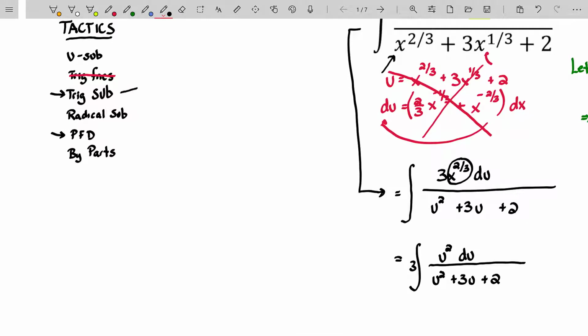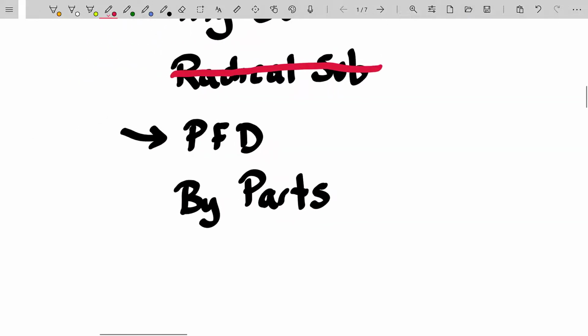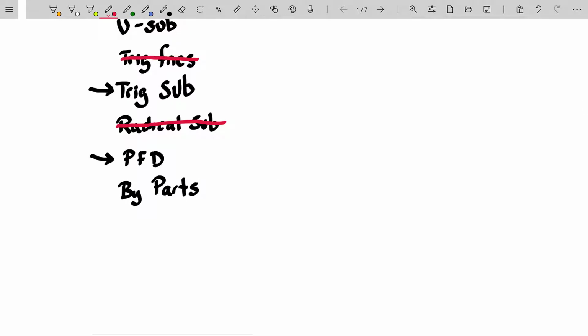We might be able to complete the square on the denominator if we really wanted to do a trig substitution. Or, well, radical substitution is now gone. I'll just go ahead and cross that out. There's no need to use that one. Or we could use partial fraction decomposition. However, if you're going to use partial fraction decomposition, remember, the degree of the numerator must be strictly less than the degree of the denominator.